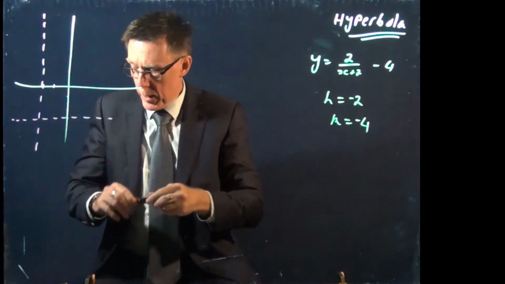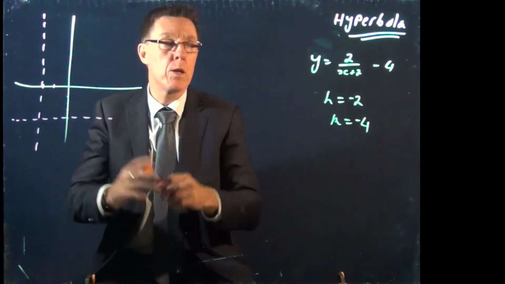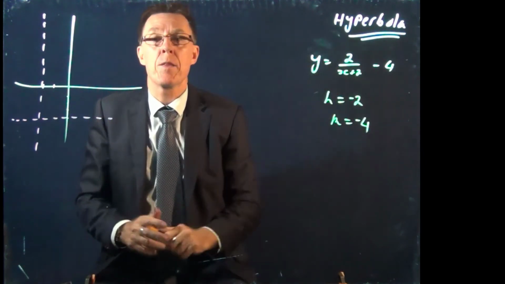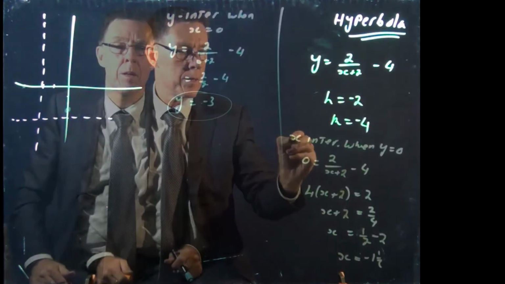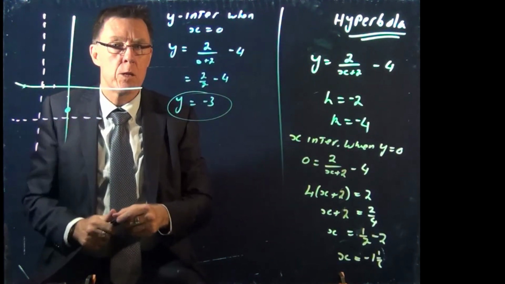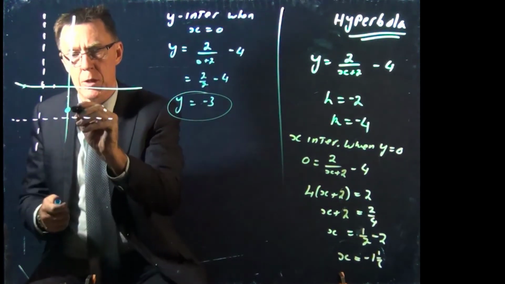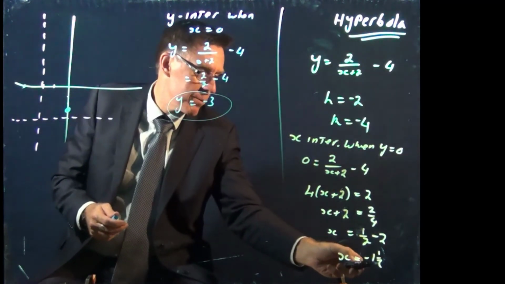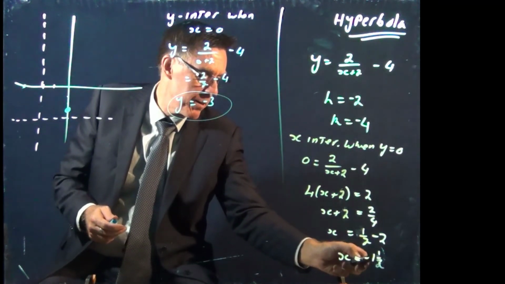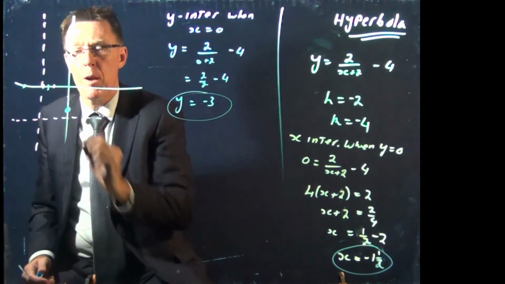So let's go through and work out where it cuts the x and y axes. You might want to pause the video, work out where this is going to cut the x and y axes, and then come back and see if we agree with each other. So here's what I think. I reckon that the y-intercept should occur at -3, just here, and then the x-intercept should occur at -1.5, so around about there.